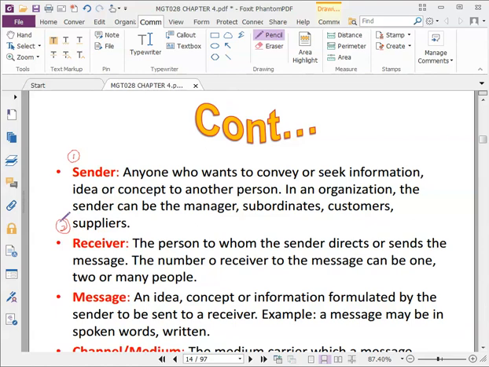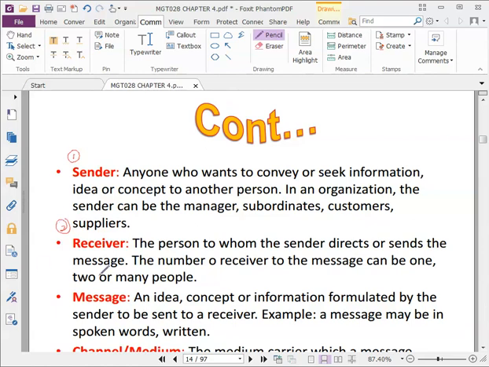Okay, the number of receivers to the message can be 1, 2 or more, many people. Okay, macam kita ada group WhatsApp, right? So group WhatsApp is our medium, okay, to communicate with me. Okay, so dia boleh jadi, okay, you are the receiver lah. Kalau saya bagi information berkaitan dengan kelas, okay, you are a receiver. Okay, saya boleh hantar kepada ramai-ramai orang.